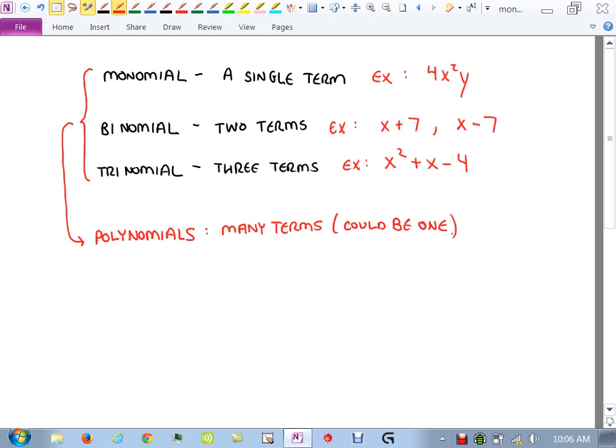But later on, when you get into college algebra, you'll be studying things that are not polynomials. So just realize that there are ways to have terms together and it not be a polynomial.